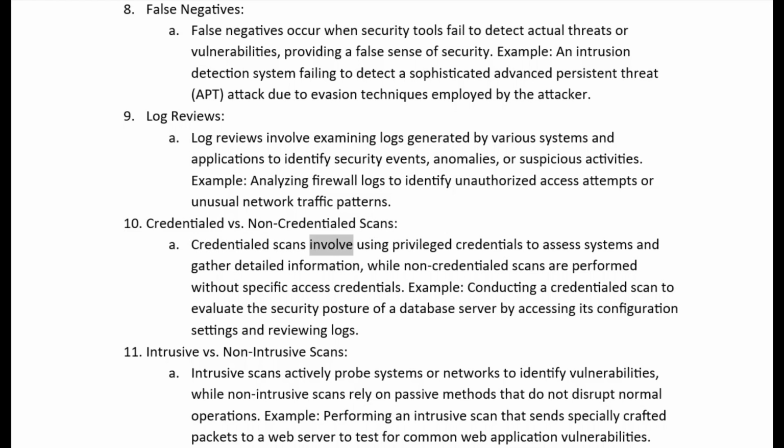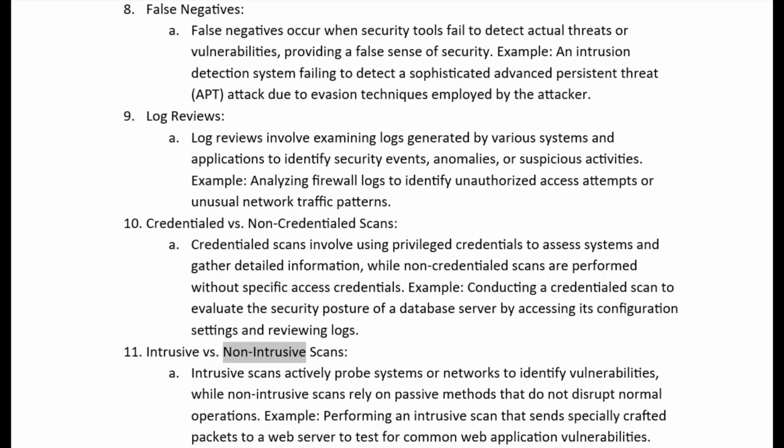Credentialed scans involve using privileged credentials to assess systems and gather detailed information, while non-credentialed scans are performed without specific access credentials. Example: conducting a credentialed scan to evaluate the security posture of a database server by accessing its configuration settings and reviewing logs.